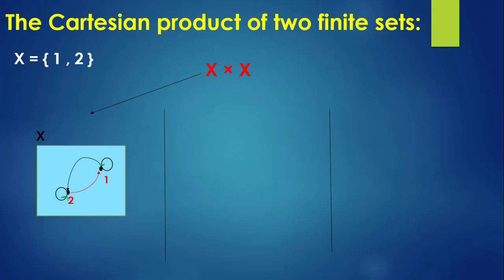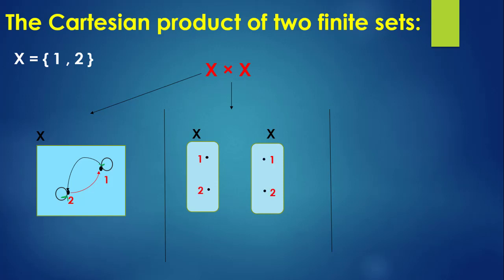Okay, this is the first way. So we can draw the set X only one time, and then I'll draw arrows from each element to itself one time and to the other elements the other time. Or we can use the arrow diagram and draw the set X 2 times. As we said before, if we have 2 different sets, then there is an arrow from 1 to 1, from 1 to 2, from 2 to 1, and from 2 to 2.